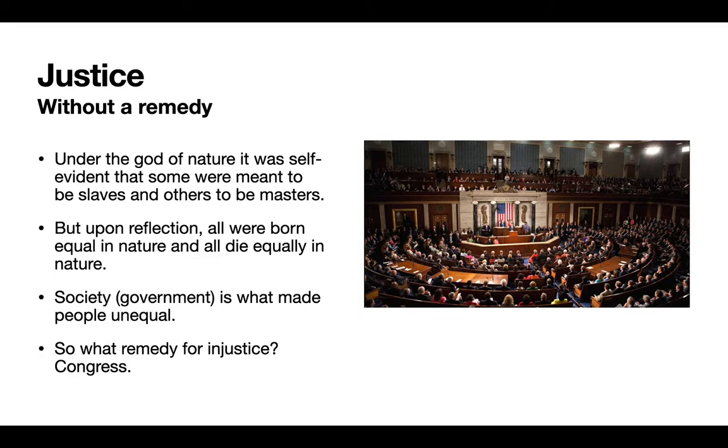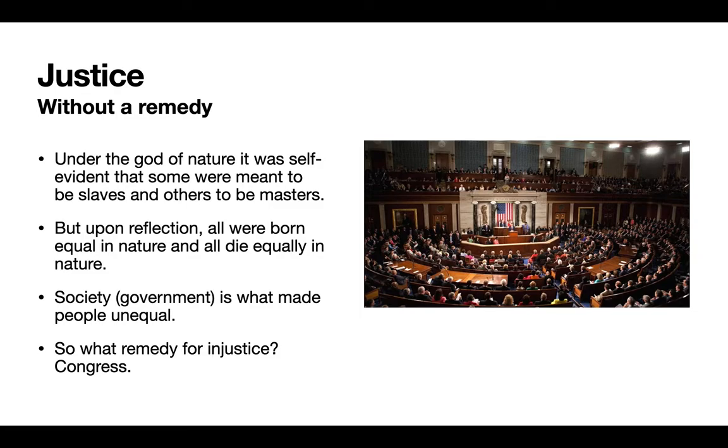But upon reflection, as they were going through their governmental process and certain contradictions were coming out, people were starting to question this idea. They were saying, well, that's justice without a remedy. If nature is the only thing that matters, then why even have a government? Why even have these bodies where we can all discuss and have the First Amendment and all these things that we think about? And so they started thinking about two concepts.